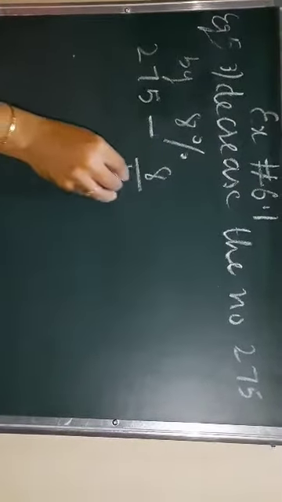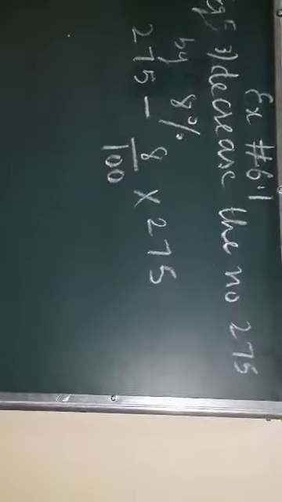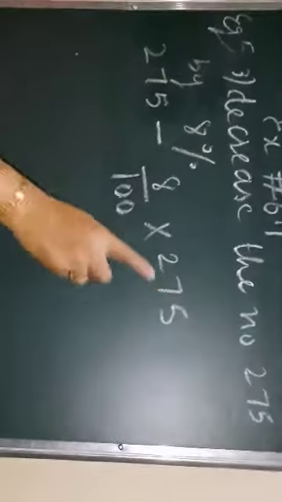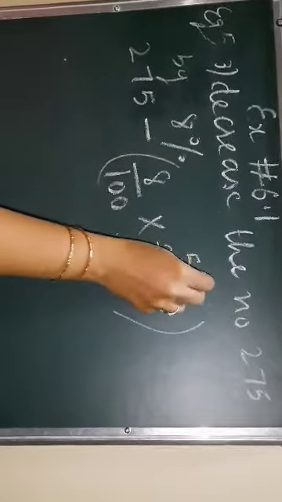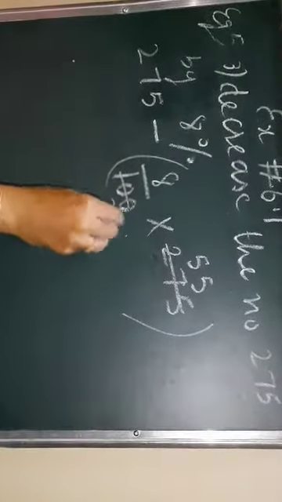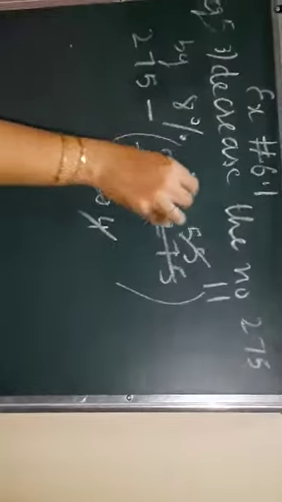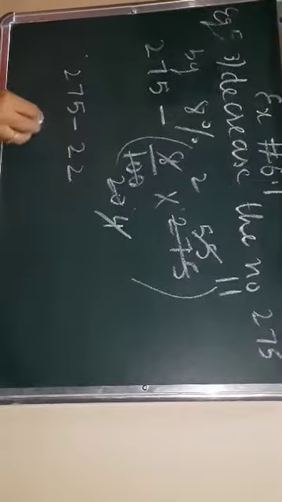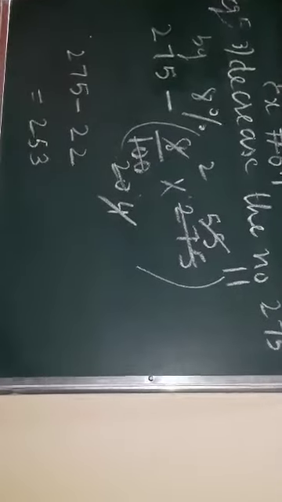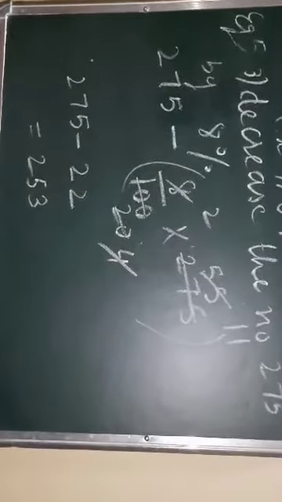Again, 8% is of something. What is that something? That something is 275. So 8% of 275 we are taking. Right? Solve this first. 5 5s are 25, 5 20s are 100, 5 11s are 55, 5 4s are 20, 4 2s are 8. So it is 275 minus 11 2s are 22. So it will be 253. So this is your example number 5. Let's move on to example number 6.